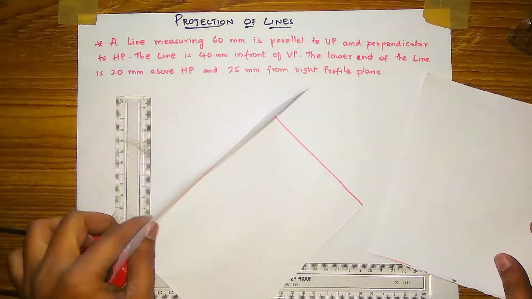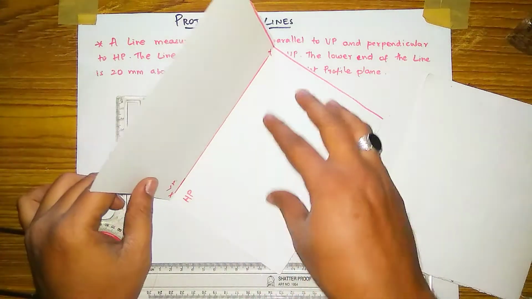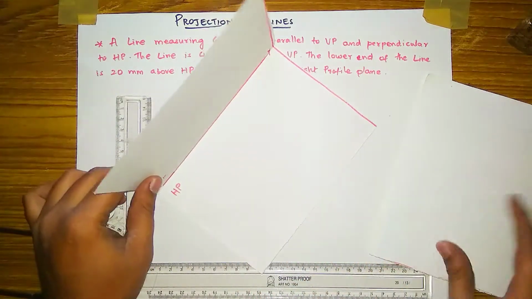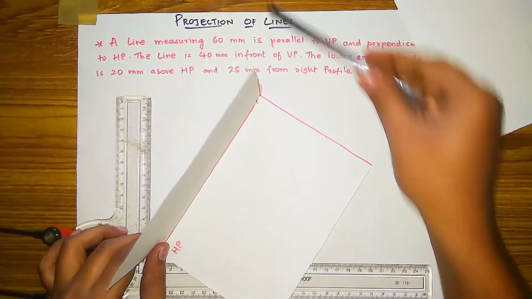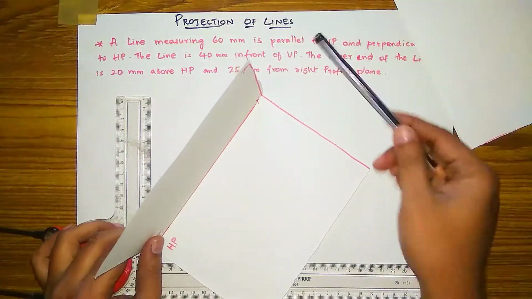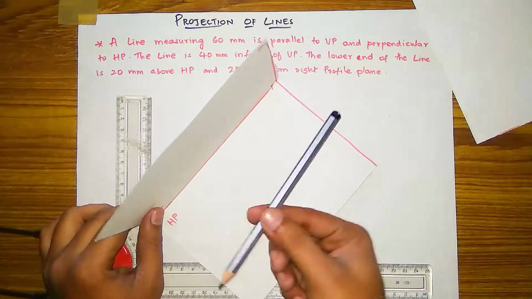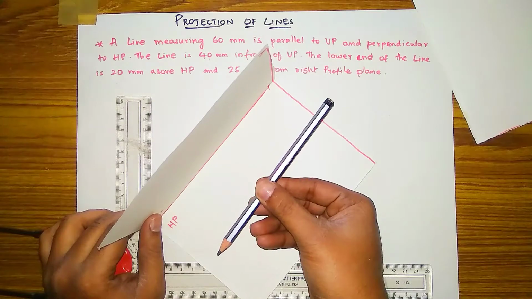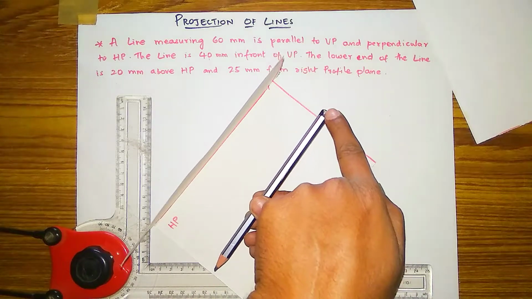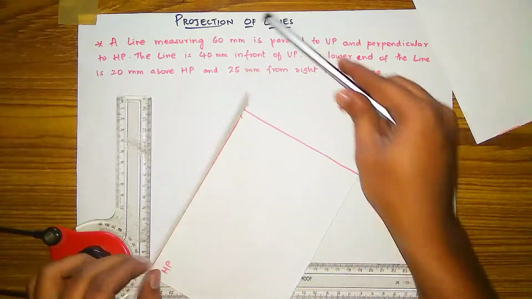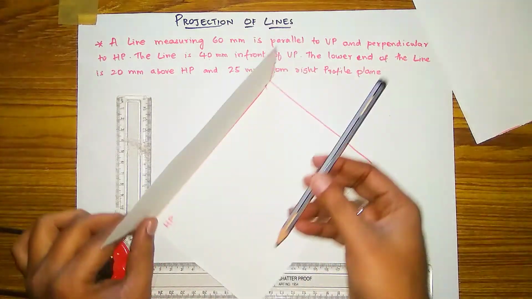The projection of lines is drawn on a common XY line. This is the XY line, this is the vertical plane, and this is the horizontal plane. According to the question, a line measuring 60 mm is parallel to VP and perpendicular to HP. Suppose this pencil is the 60 mm line, and this end is A and this end is B. The line is 60 mm, parallel to VP and perpendicular to HP.